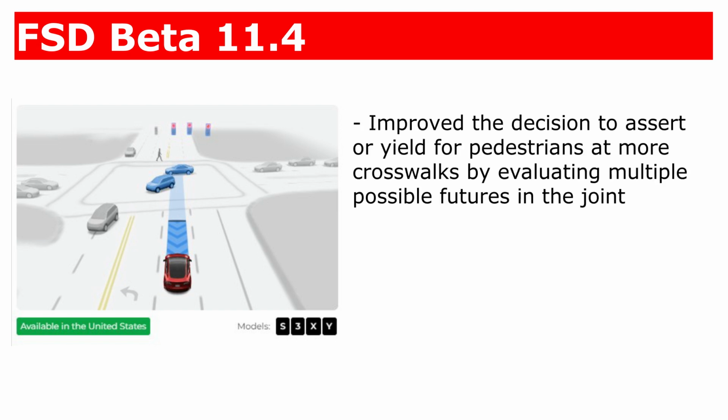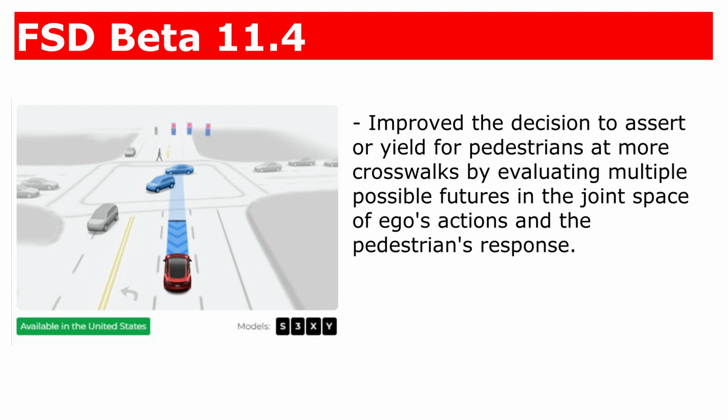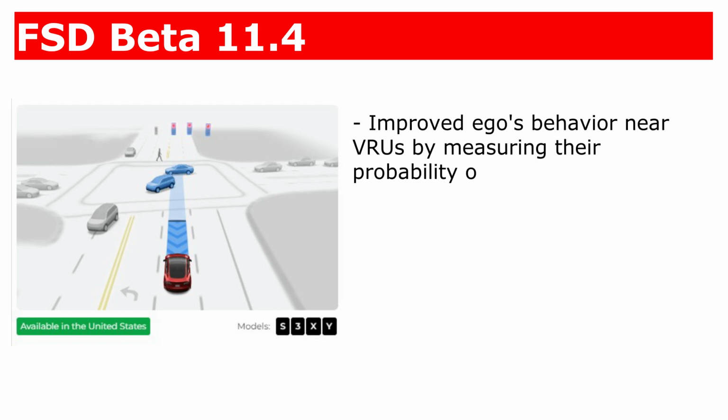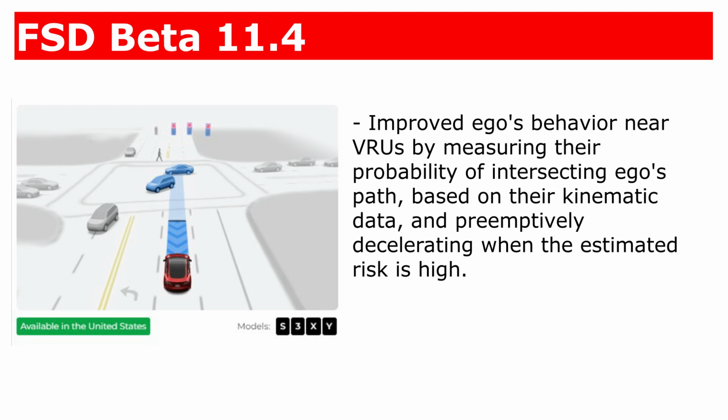Improve the decision to assert or yield for pedestrians at more crosswalks by evaluating multiple possible futures in the joint space of ego's actions and the pedestrian's response. Improved ego's behavior near VRUs by measuring their probability of intersecting ego's path, based on their kinematic data, and preemptively decelerating when the estimated risk is high.